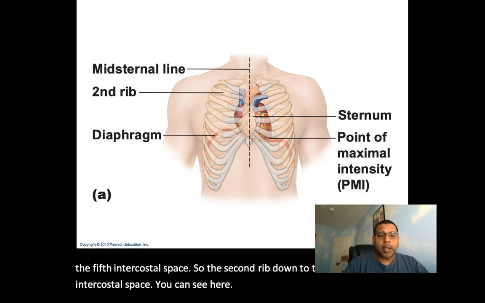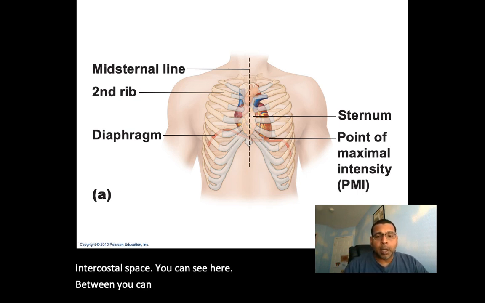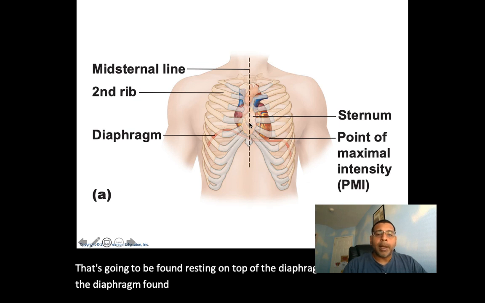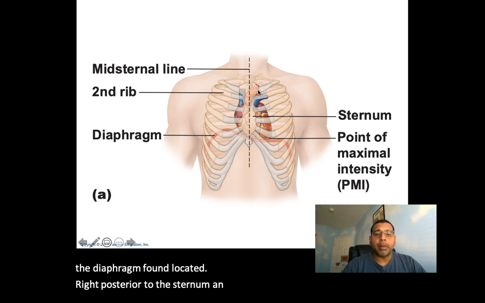And between, you can see that fifth intercostal cartilage. Now the heart rests on top of the diaphragm. It's located posterior to the sternum and anterior to the vertebral column.